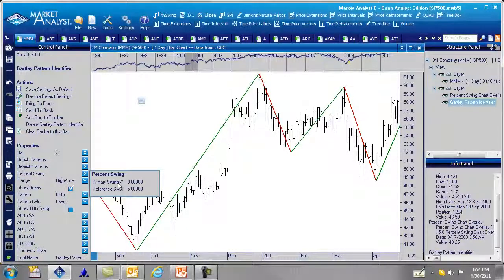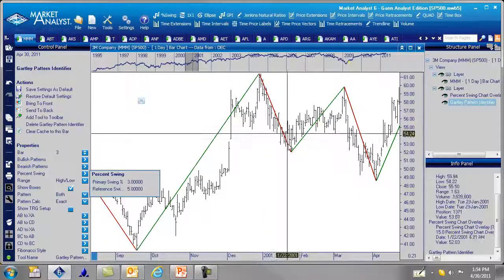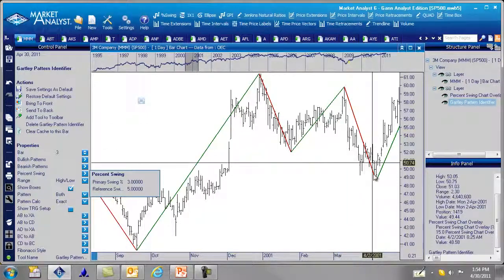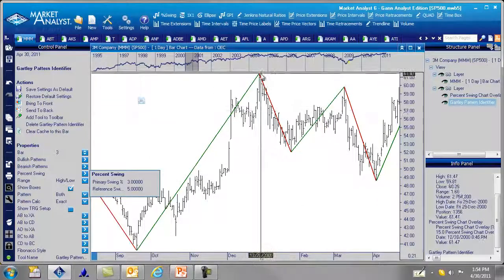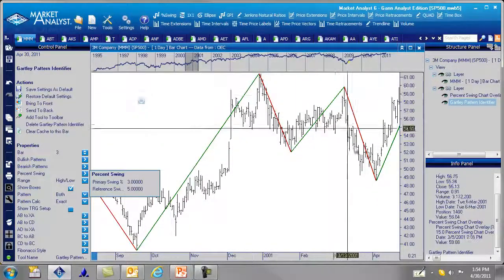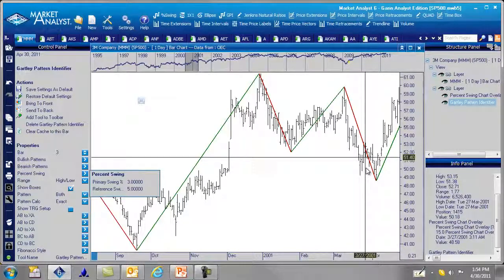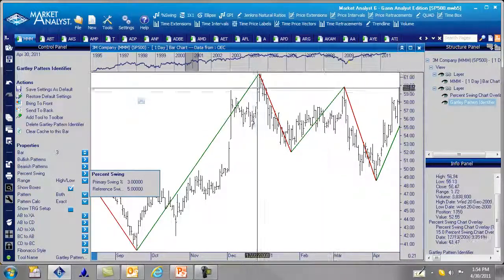This primary swing percentage, this lower number, is to be used to help us identify the AB equals CD portion of the structure that we're looking for. And that number can be lower, it can be more sensitive to the corrective nature of the swings of the ABCD section of the pattern.